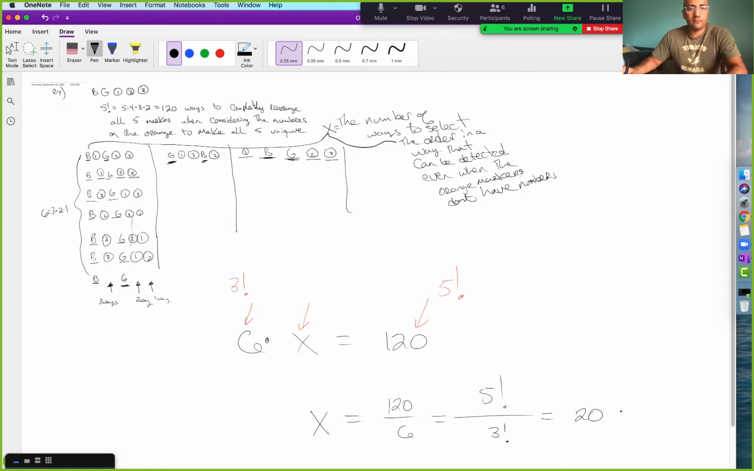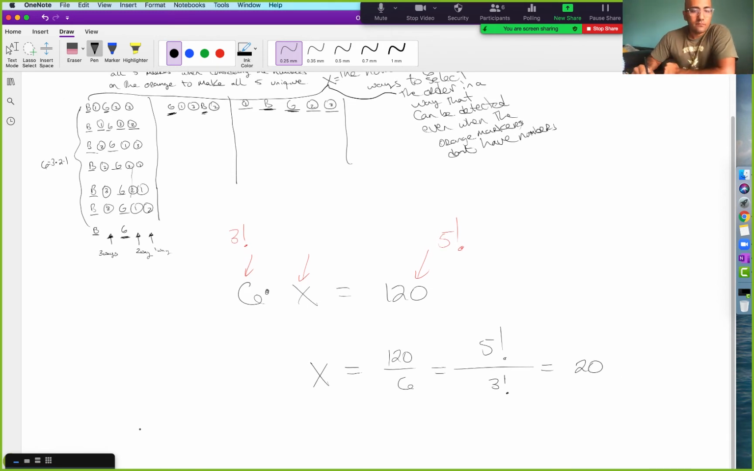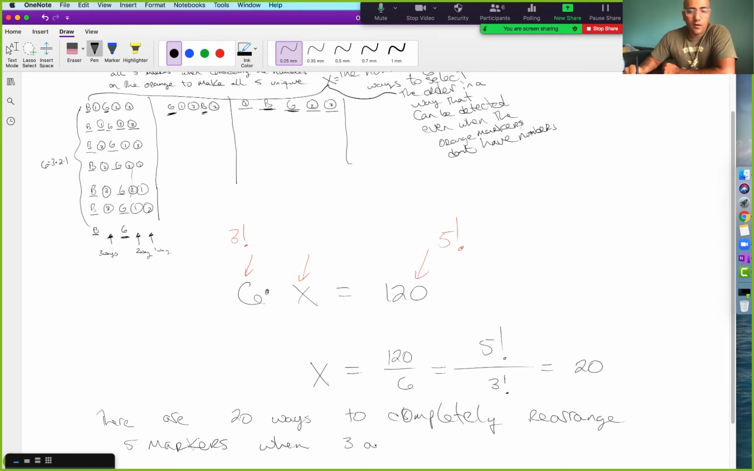Does that make sense? There are 20 ways to completely rearrange 5 markers when 3 are identical. Sort of, kind of, maybe.